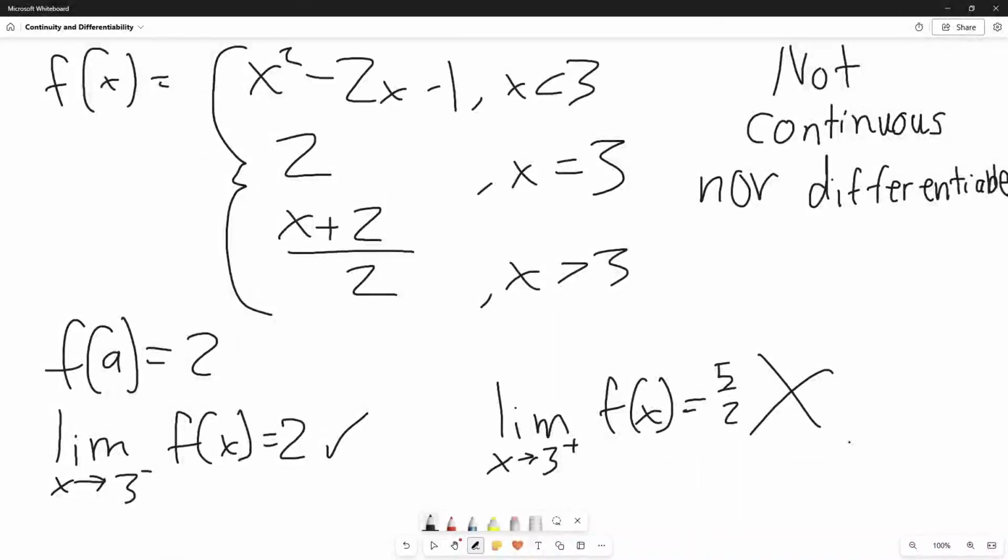So everything that I explained in this video and the example that I went through should give you the information you need to know about finding the continuity and differentiability of any function.